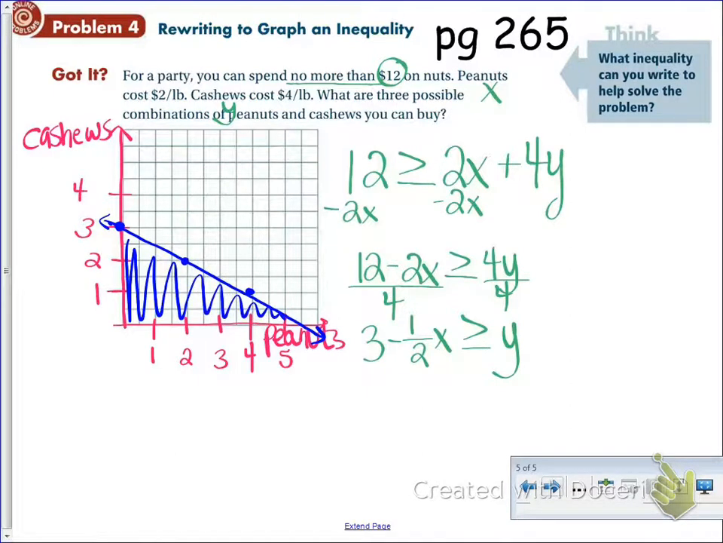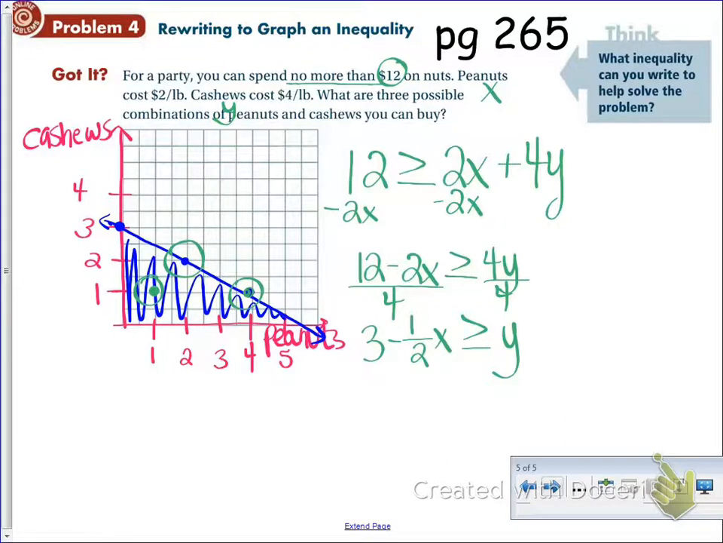Okay, so now we see that the question is asking what are 3 possible combinations of peanuts and cashews you can buy. So those 3 possible combinations are just any points that are within our shaded region. Because this can be on the line, because it's also equal to and it's a solid line, we can choose any of those points as well. So I'm just going to choose 3 points. This one, and this one looks good.